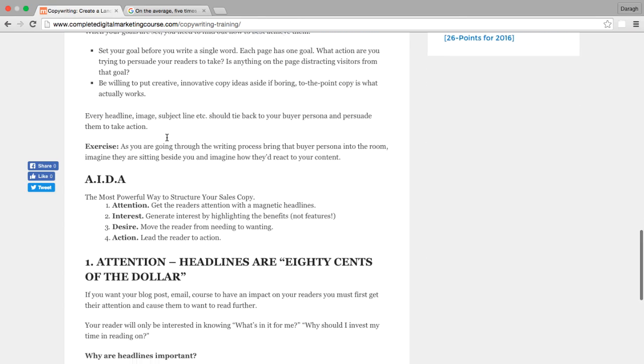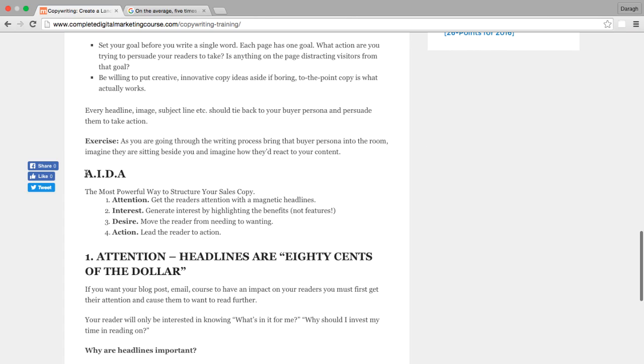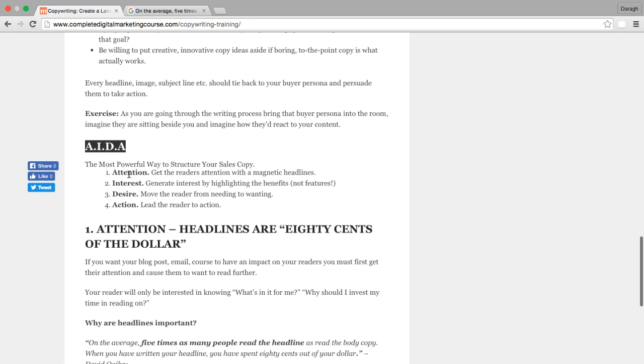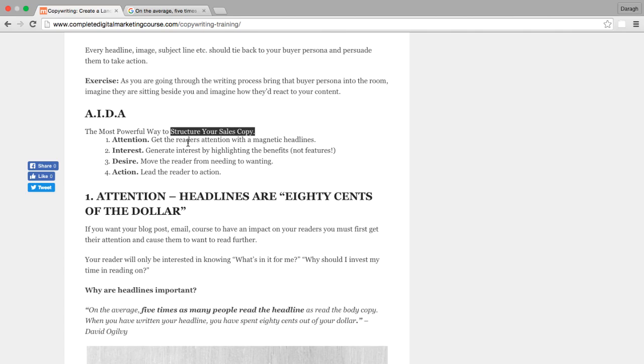In this lecture now, we're getting into the first part of the AIDA process. The AIDA formula is the way that you are going to structure your sales copy. And the first part of that formula, and the first part of successful sales copy, is getting attention. You need to get the reader's attention, and the way that you do that is by writing magnetic headlines.